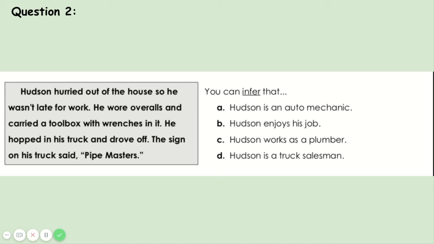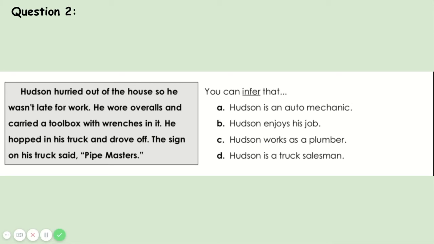B, Hudson enjoys his job. Again, there aren't many clues in the text or in the passage that let us know that Hudson enjoys his job. And then D, Hudson is a truck salesman. The biggest clue here is the fact that his truck said Pipe Masters, and the toolbox with the wrenches in it lets us know that he's using those wrenches to work with pipes. And anyone who works with pipes usually works with toilets or sinks, which means that Hudson works as a plumber.